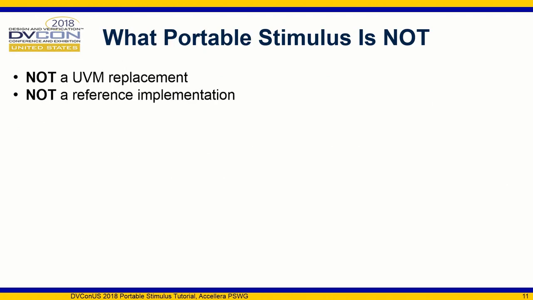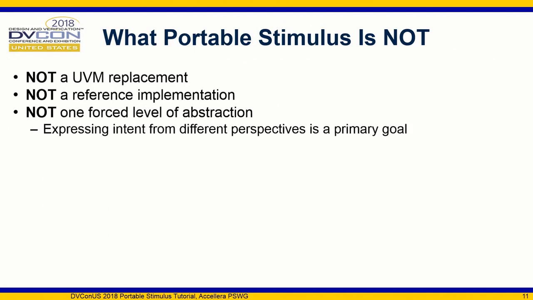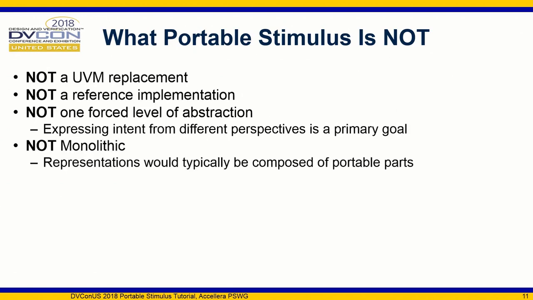It is not a reference implementation. We are not providing a reference implementation. We are defining the language, the semantics, etc. There may be some things that are provided. The standard actually defines a bunch of C++ header files that you'll use. That is not a reference implementation. That is an API spec. It is not one forced level of abstraction. So we're not trying to force you to always think in one certain way. The idea is that you have different perspectives depending on where in the scheme of things you fit, and we want to be able to express that intent from those different perspectives. It is not monolithic.